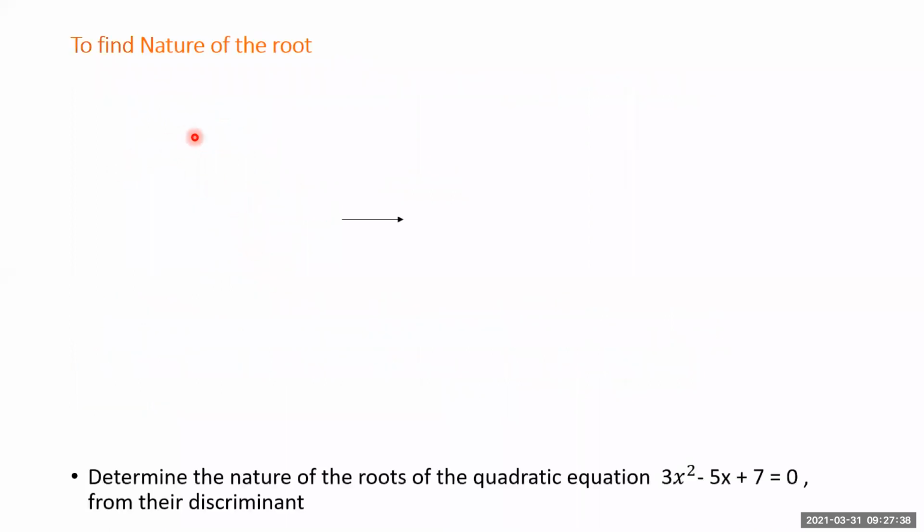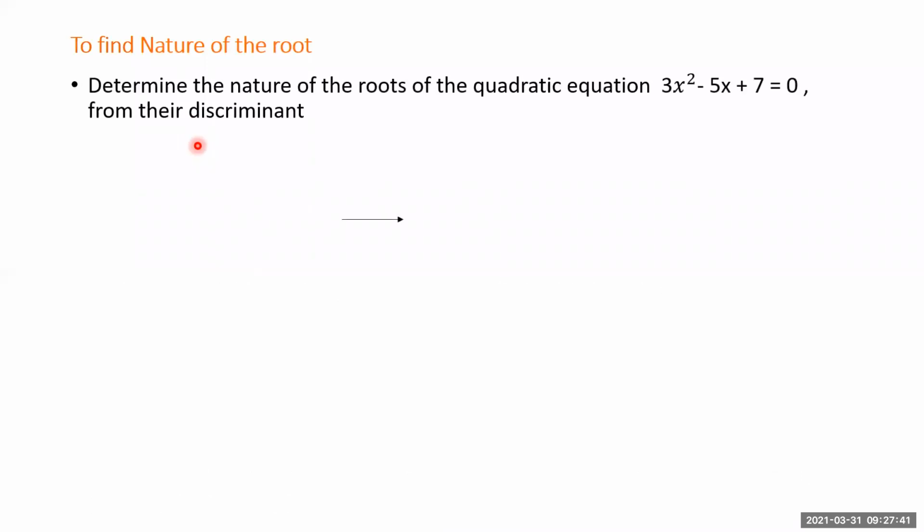Next one, to find the nature of the root. This is also a very important question. Determine the nature of the root of the quadratic equation 3x square minus 5x plus 7 equal to 0 from its discriminant. From its discriminant means first you have to find the discriminant. From that discriminant value, we have to derive the nature.